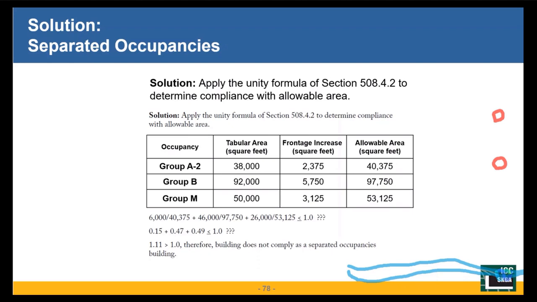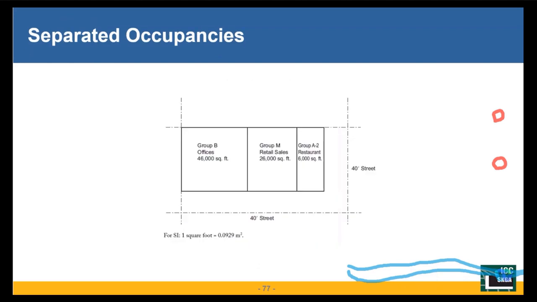So if we go back to the example itself, this is type 2B, and it's already fully sprinklered, and it doesn't comply with the separated occupancy approach. We're using the unity equation. The actual area, even with the increases, exceeded the allowable area because the ratio was more than 1.